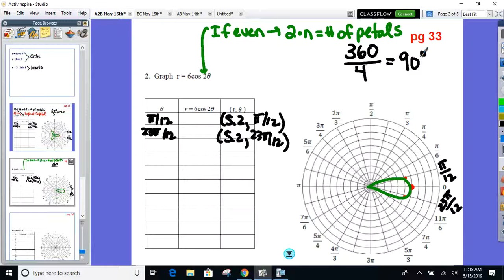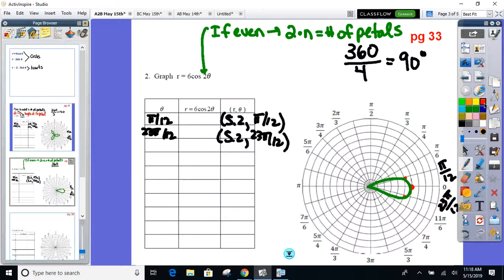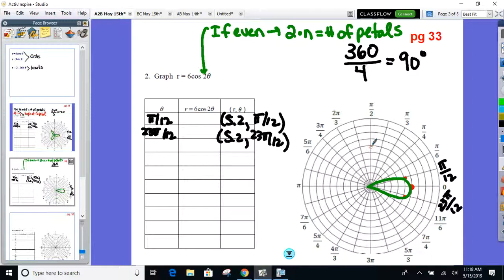So where's the next petal going to be? Pi over 2. 1, 2, 3, 4, 5, 6. Once we do the first petal, the others should be pretty easy now. Because I know what's going to go to the left and the right, 5.1.